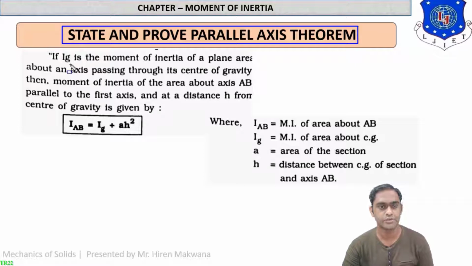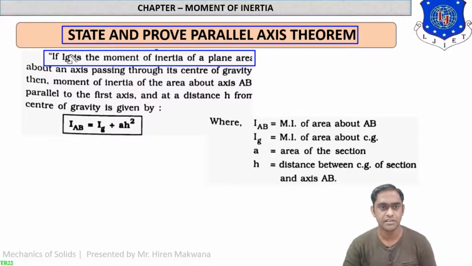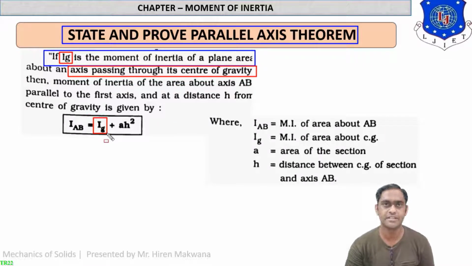What is the statement actually? If Ig is the moment of inertia of a plane area. Remember this, here it is Ig. So Ig is the moment of inertia of a plane area about an axis passing through its center of gravity. So G means center of gravity, and Ig means moment of inertia about an axis passes through the center of gravity of particular area.